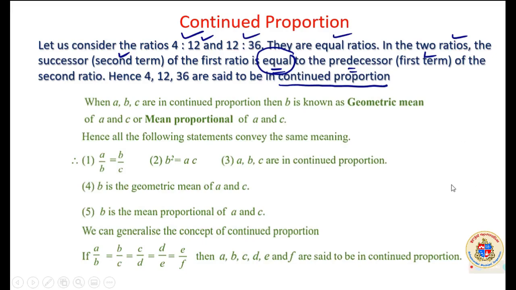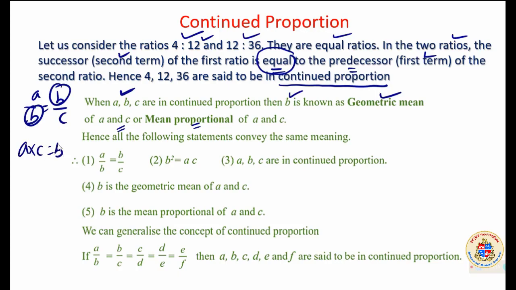It is given how to explain this using A, B, C are in continued proportion. What does continued proportion mean? Now you understood? It means A upon B is equal to B upon C. Only then we will write it like this. Then B, the common term, is known as the geometric mean of A and C, and the mean proportional of A and C. We also remember A into C is equal to, in this case, B square. Correct? We know A upon B is equal to B upon C, so B square is AC. This is correct, and A, B, C are in continued proportion.